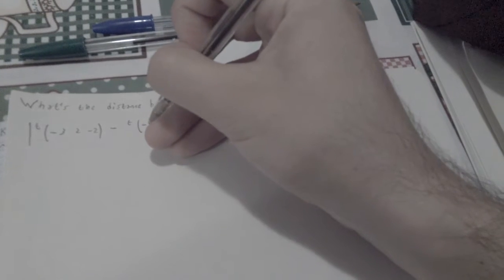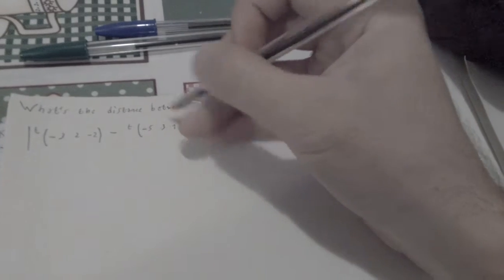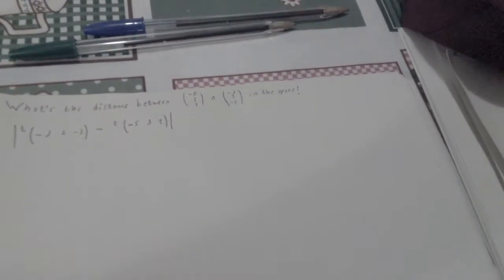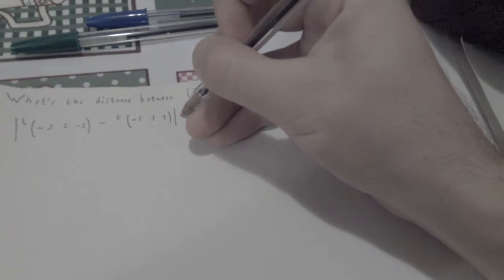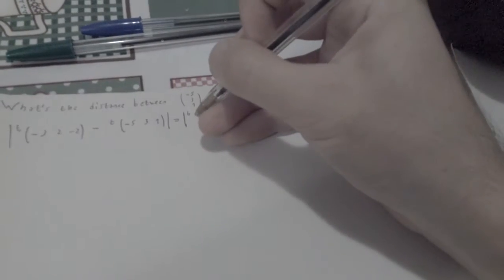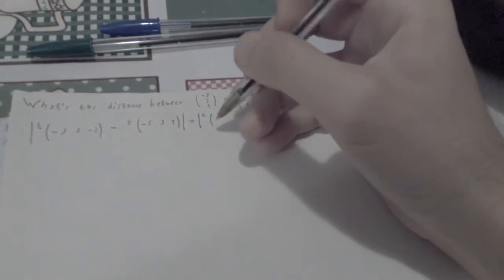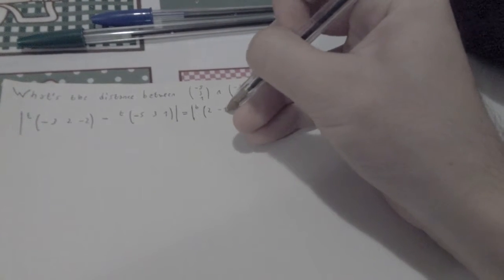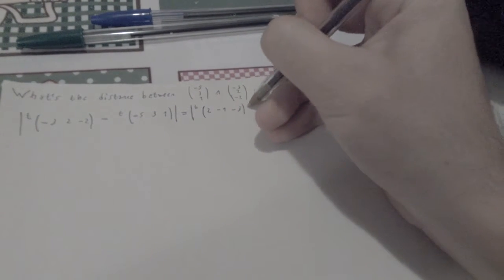So (-3, 2, -2) minus the first one, which is (-5, 3, 1), transposed. Equal. Well, I'm just going to subtract those members one by one. So this is going to be (2, -1, -3).